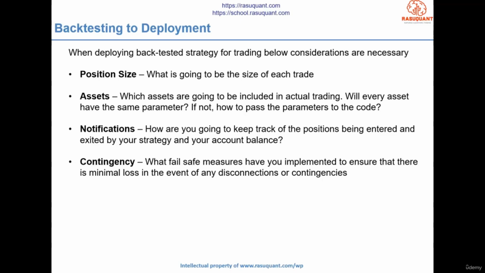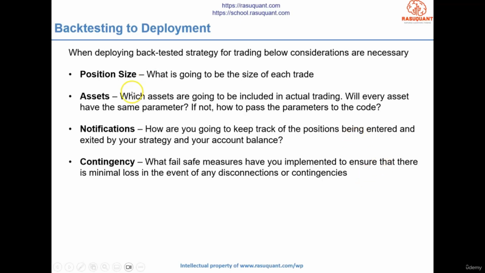And lastly, what is your contingency plan? What fail-safe measures are you going to implement so that in case things go south, you do not lose your shirt? Things like disconnections are not very uncommon, and it's always prudent to have some kind of contingency plan of what you are going to do if something like that happens. You may not even be available at that time when that happens. So what is your contingency?